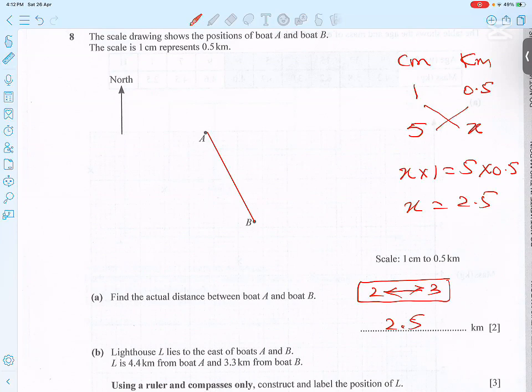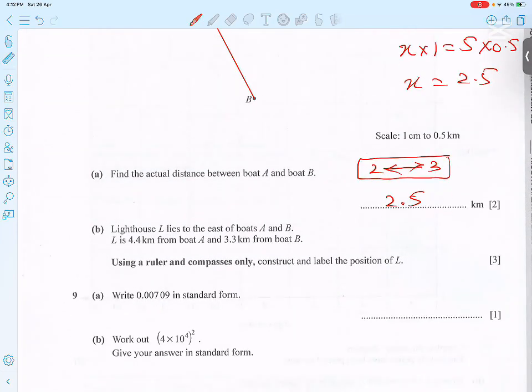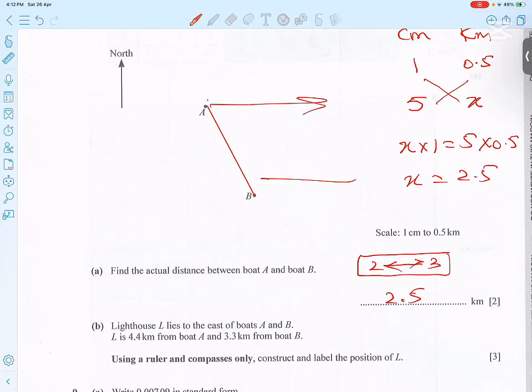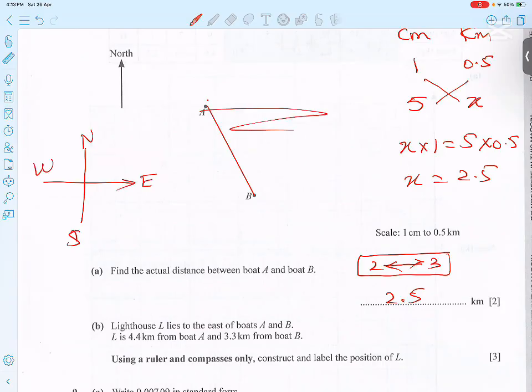Anyway, come back. The lighthouse lies east of both A and B. So where is east? This is called east. Both are to the east, because north, south, east, and west, all of you know. So this is the east direction of AB. I hope you got the point. It says L lies east of both A and B. All right, so L is somewhere here. It says L is 4.4 from A. All right, 4.4.